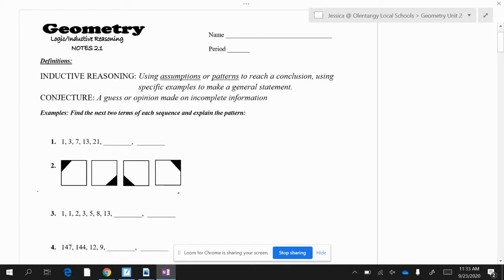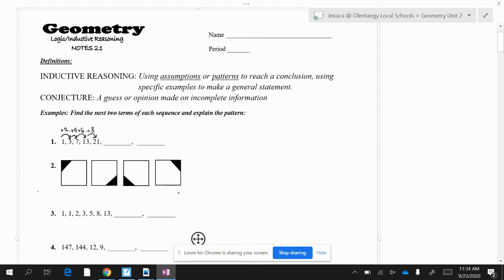So for these patterns right here, we have to fill in the next two and then explain the pattern. So first, I look to see how many we are increasing or decreasing by. So going from 1 to 3, we are adding 2, 3 to 7, we are adding 4, 7 to 13, we are adding 6, 13 to 21, we are adding 8. So if I look at how much we are adding by, it looks like they are all even numbers. So I'm guessing we are going to be adding even numbers.